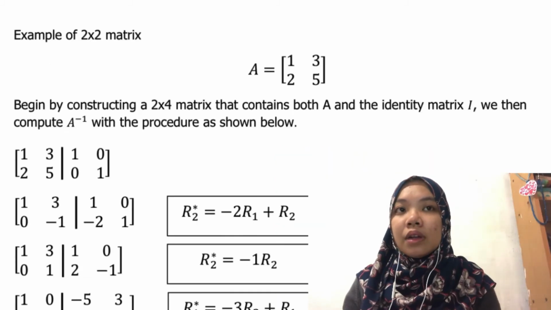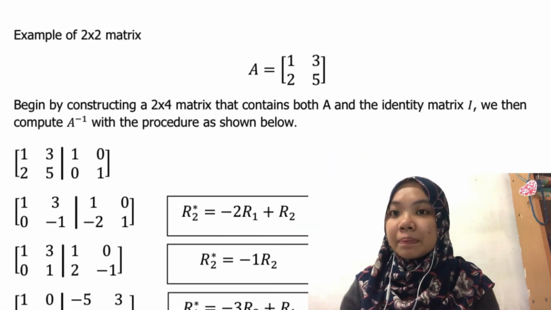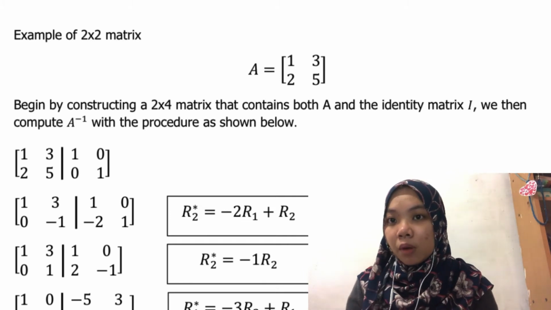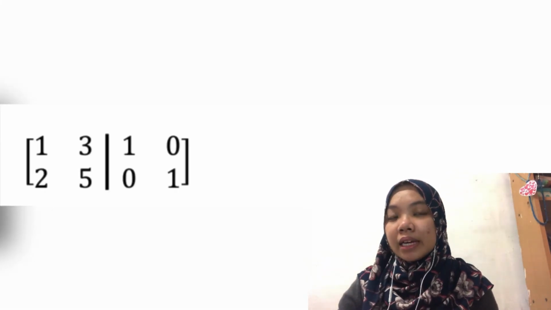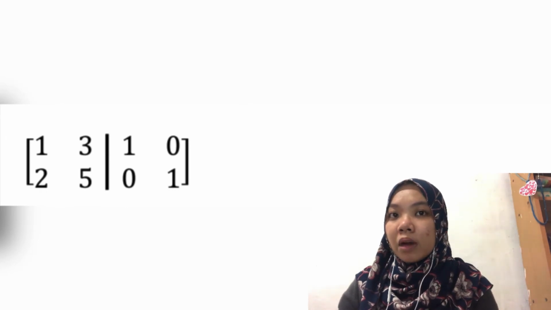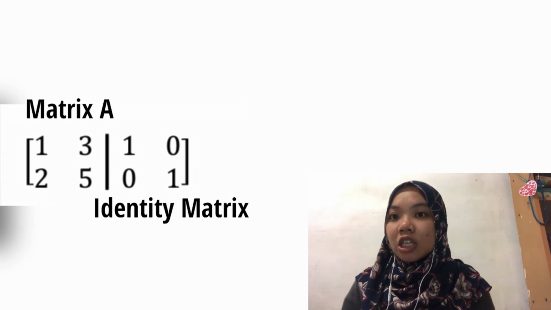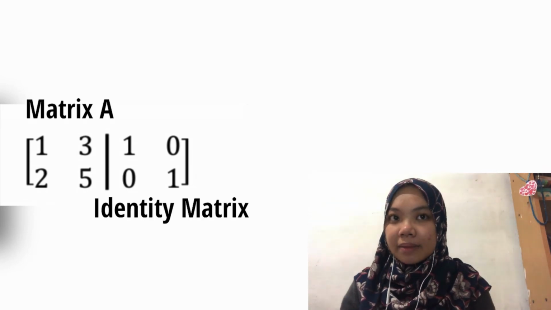Now, let's take a look at an example of a 2 by 2 matrix. Say we are given matrix A, as shown here, and we want to find its inverse by using elementary row operations. So we will begin by constructing a 2x4 matrix which contains matrix A at the left hand side and the identity matrix at the right hand side.